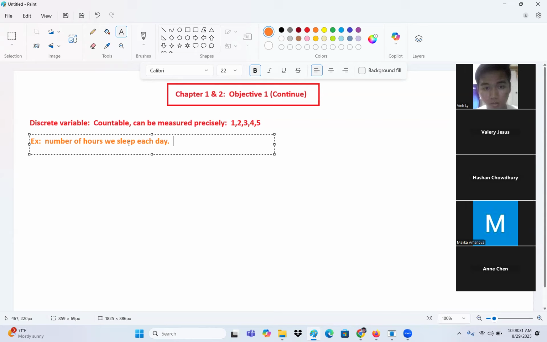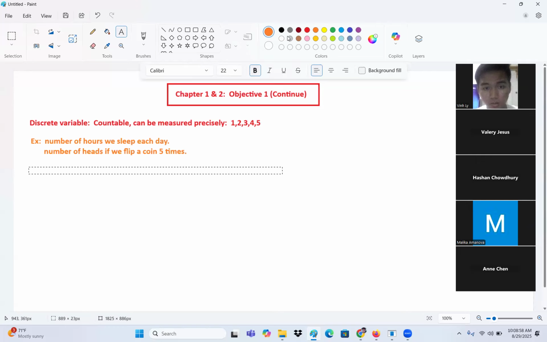Like the number of students admitted to college, or if we flip a coin, the number of heads is like five times. We can't literally measure exactly what it is. The number of students that we have in class, let's say 20 students, literally means that we can count. So we call it a discrete variable.